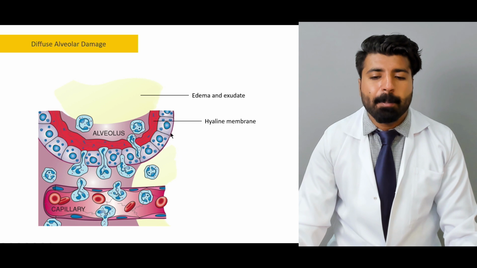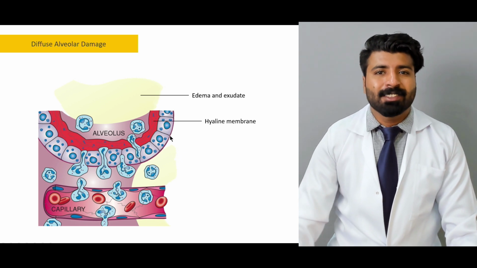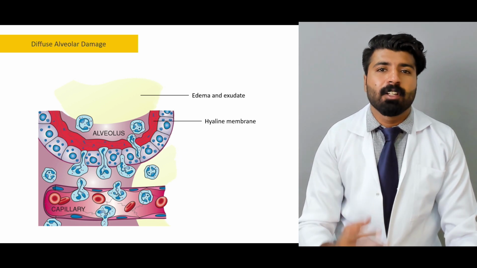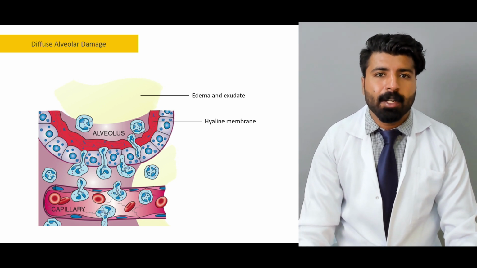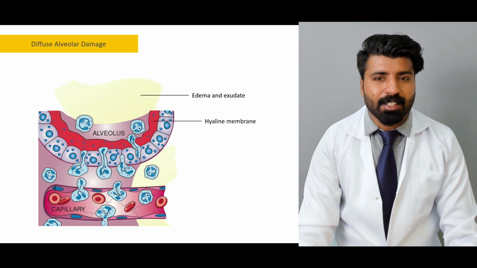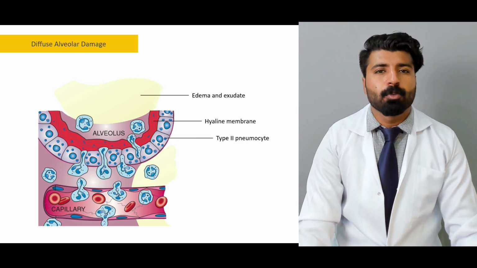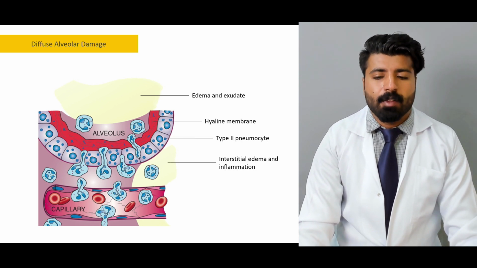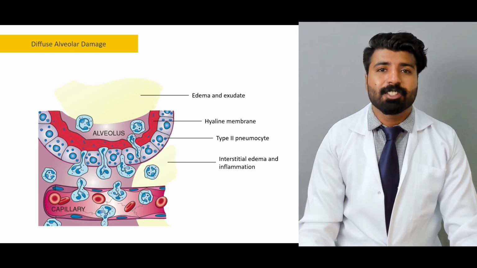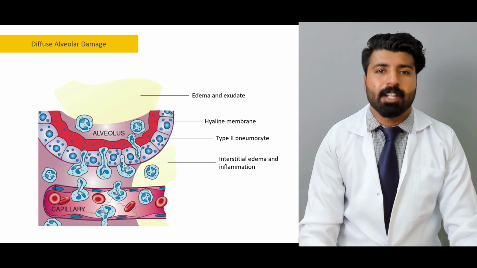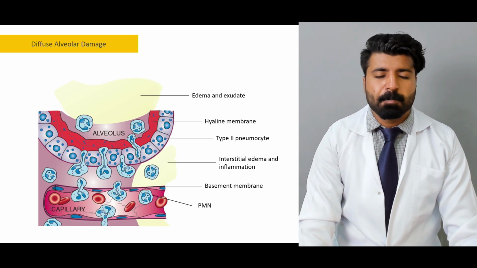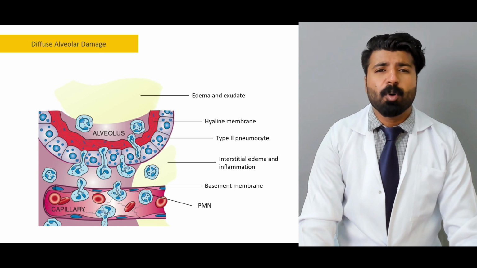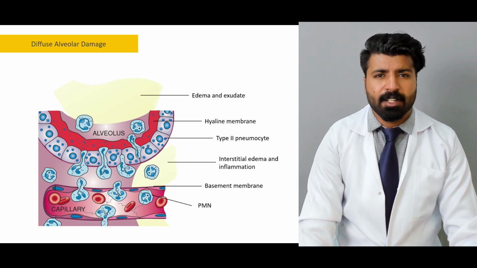Then there will be hyaline membrane formation. This is a membrane which is formed in this alveolar pathology. We'll talk about the hyaline membrane, how it is formed, in the next slide. Next one, we have type 2 pneumocytes. Then we have interstitial edema and inflammation. We'll talk about why in this disease the patient is getting interstitial edema. Next one, we have the basement membrane, in which PMN is present. So let's talk about what the basic risk factors are for getting this disease.